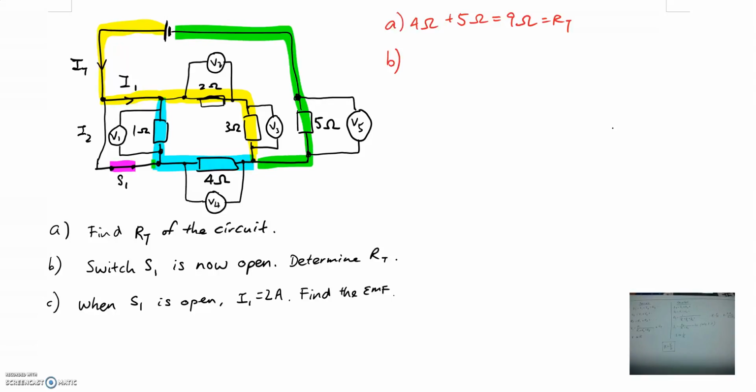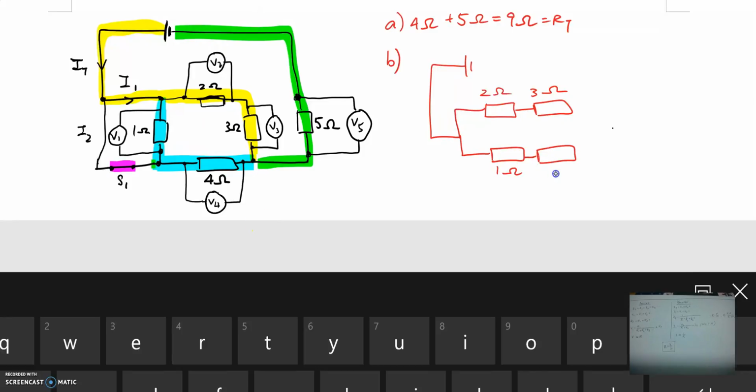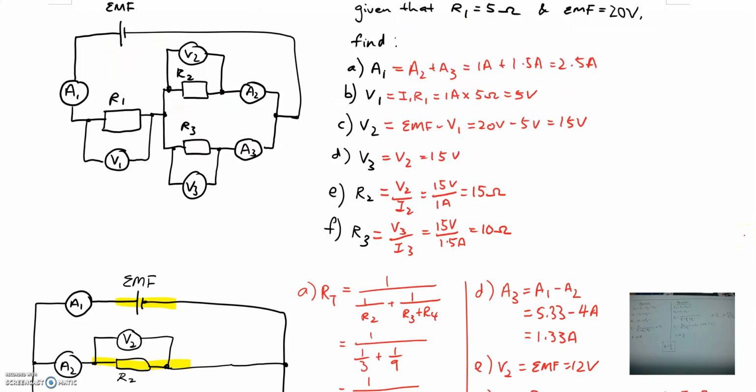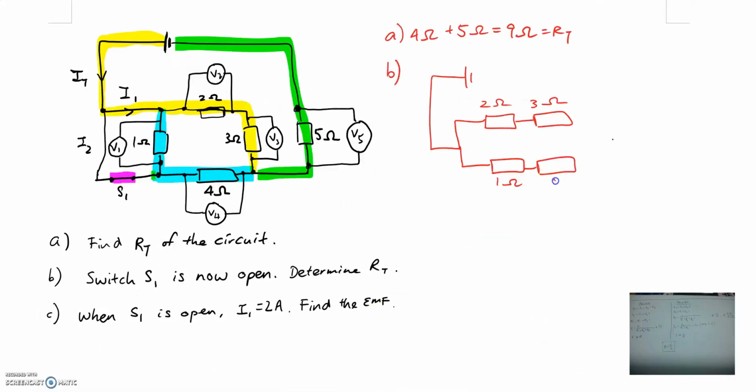Okay, so to find the total RT, basically what we need to do is actually to redraw the circuit. So when we redraw the circuit, this is what we will have. You will have 2 ohm in series with a 3 ohm, and you have a 1 ohm in series with a 4 ohm, and this parallel branch will then be connected to a 5 ohm over here before the circuit goes back.